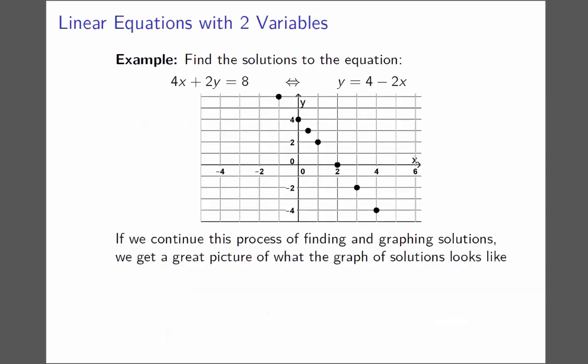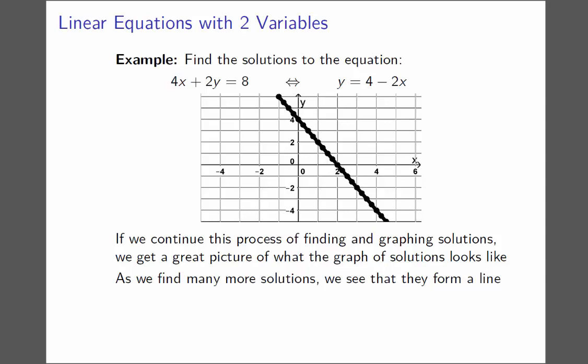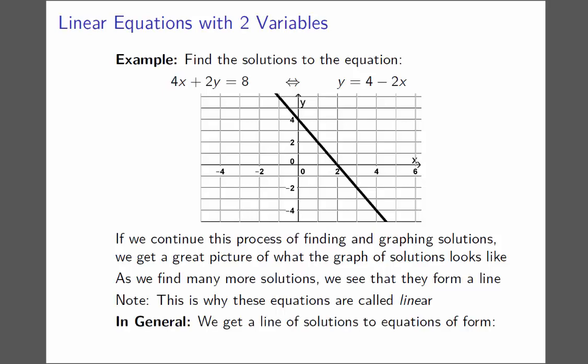If we continue this process of finding and graphing more solutions, we get a great picture of what the graph of solutions looks like. As we find many more solutions, we see that they form a line. It's worth pointing out that this is why we call these equations linear, because they form a line. More generally, we get a line of solutions to equations of the form ax + by = c. In this case, our a is 4, our b is 2, and our c is 8 in the original equation.